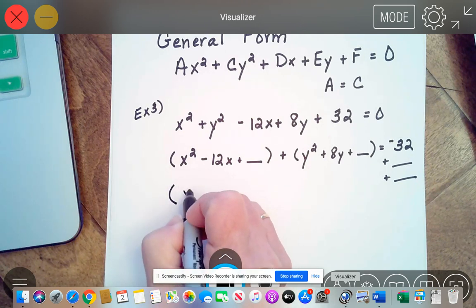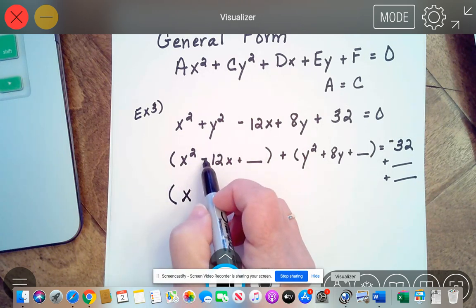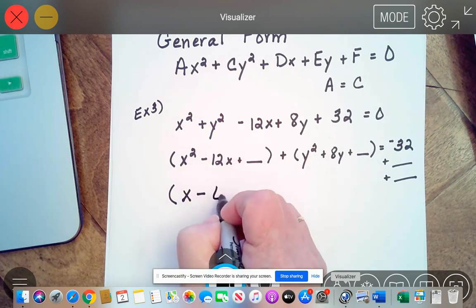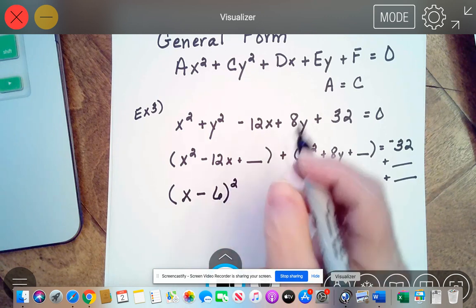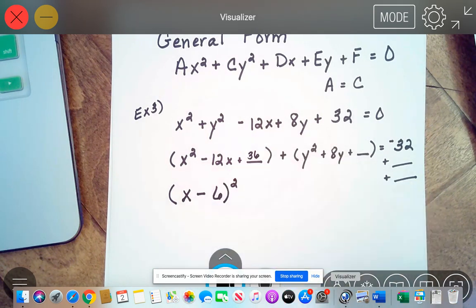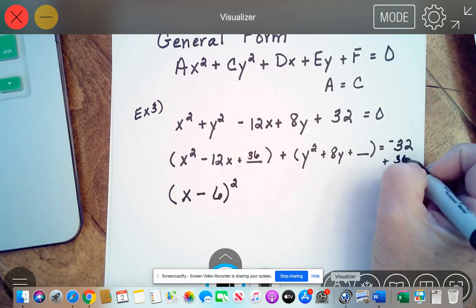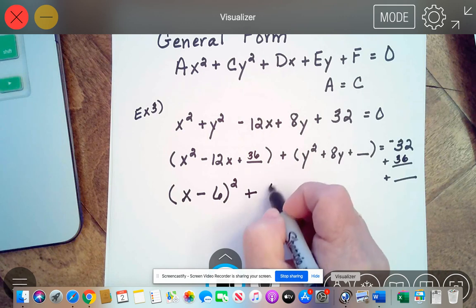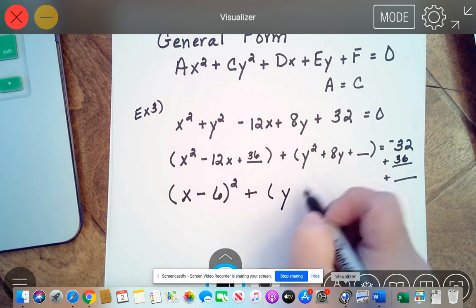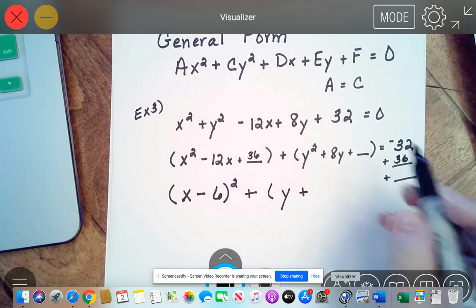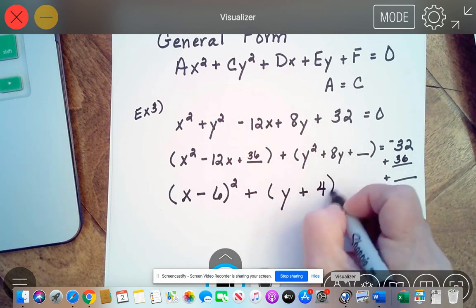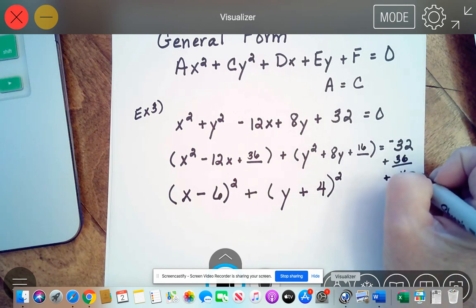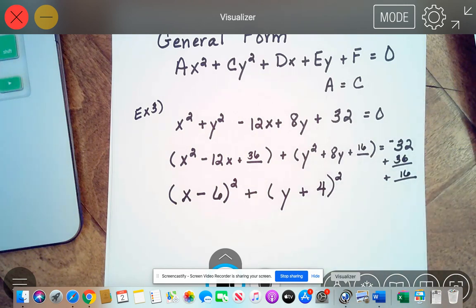So now, to complete the square, x, I keep the same sign. This is minus. I'm going to keep a minus. Half of 12 is 6. 6 squared is 36. I add it there. I'm going to add it here. Okay? And now, I have the plus. Y. There's a plus sign here, so I'm going to keep the plus sign. I take half of 8, which is 4. 4 squared is 16. I'm going to add it to one side. I'm going to add it to the other side.